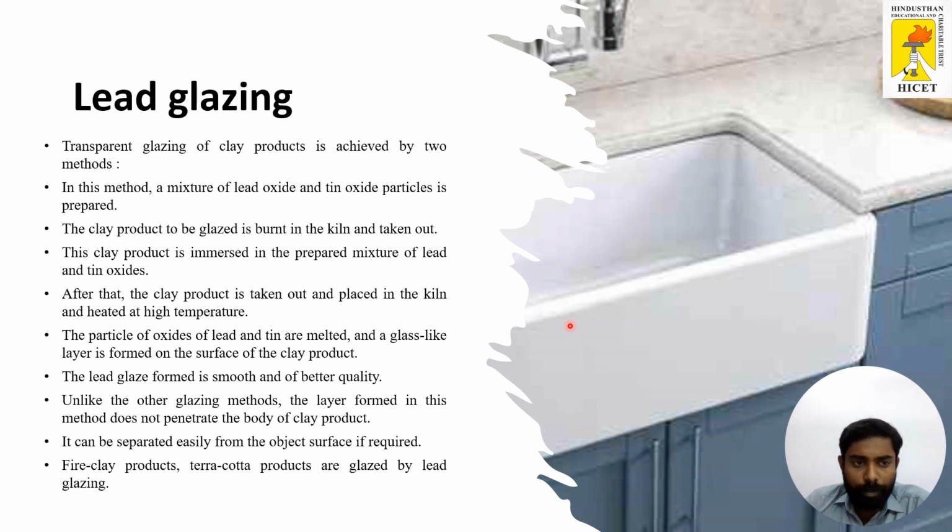And in another step, the particles of oxides of lead and tin are melted, and a glass-like layer is formed on the surface of the clay product, and the lead glaze formed is smooth and of better quality. Unlike other glazing methods, the layer formed in this method does not penetrate the body of the clay product, and in future it can be separated easily from the object and the surface if required. Fire clay products and terracotta products are glazed using lead glazing.